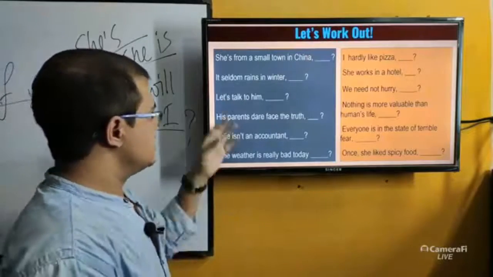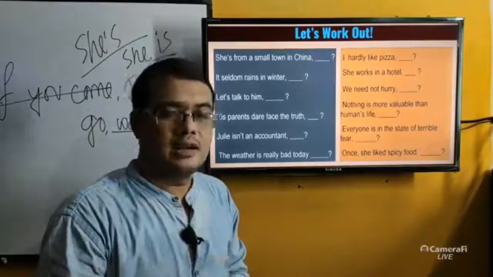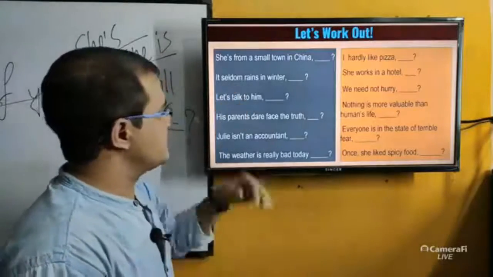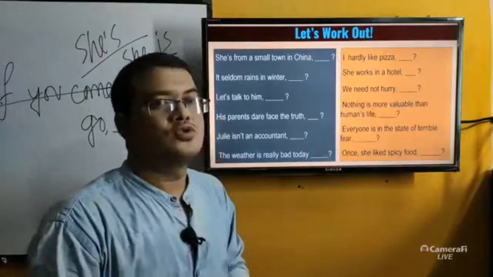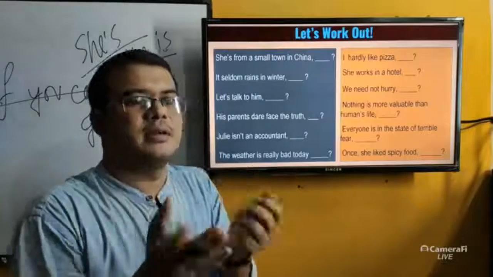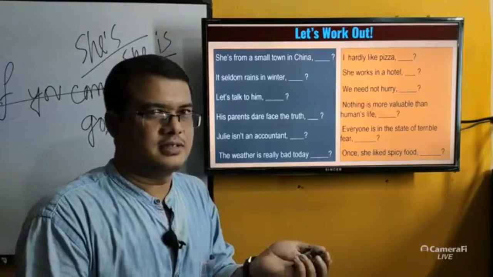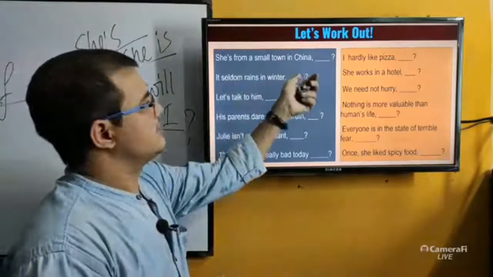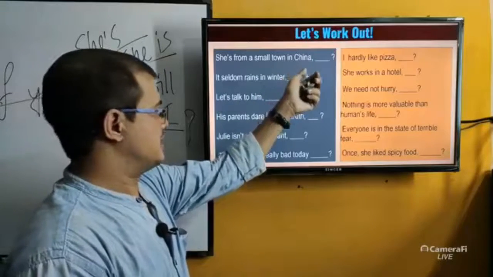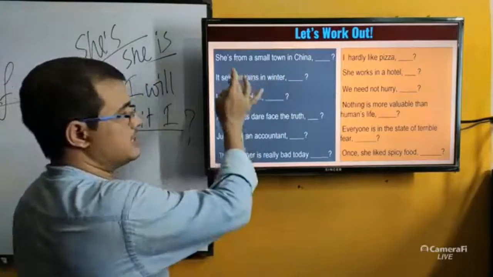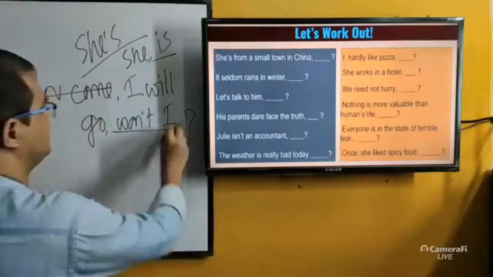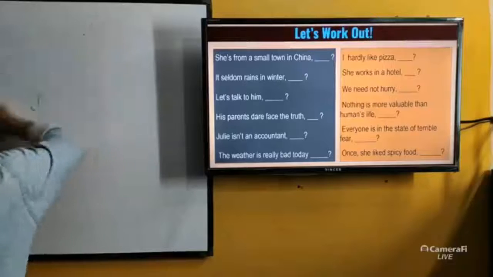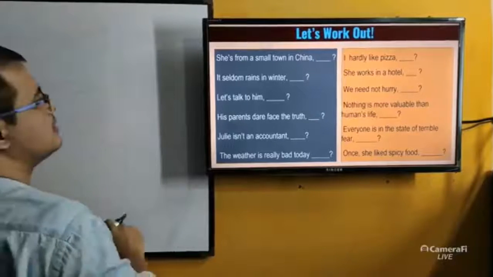The next one is seldom. The meaning of seldom is hardly, rarely, not at all. So, it seldom rains in winter. The tag question will be positive. It should be does it, because seldom itself is a negative. It would be does it.